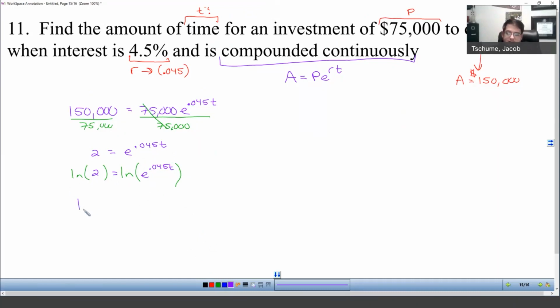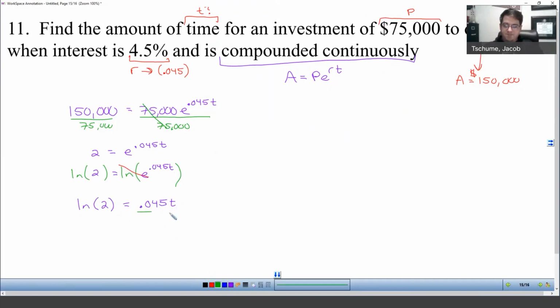On the left-hand side, this doesn't do anything. This is just the ln of 2. But on the right, the ln and the e would cancel each other based on our properties, and we're left with 0.045t.